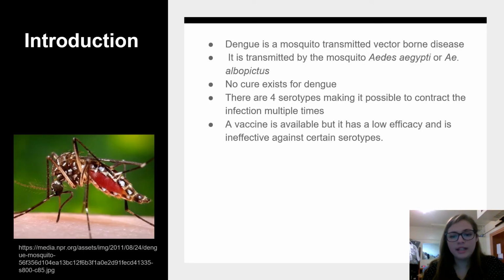Dengue is a mosquito-transmitted vector-borne disease. It's often transmitted by either Aedes aegypti or A. albopictus, which can be identified by the white stripes on the legs, as can be seen in the picture to the left. Currently, no cure exists for dengue, and there are 4 serotypes making it possible to contract this disease multiple times. A vaccine is available, but it has a very low efficacy and is ineffective against several types of serotypes, including native infections, which is the very first time a person is infected by dengue.